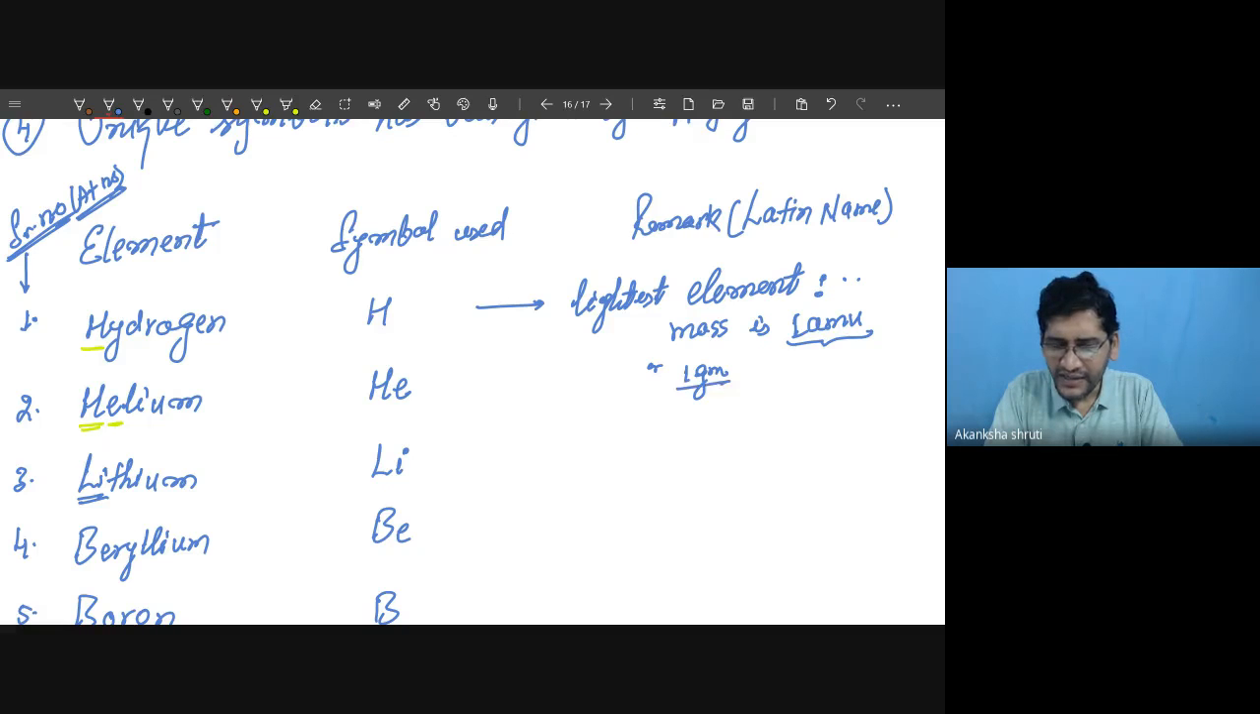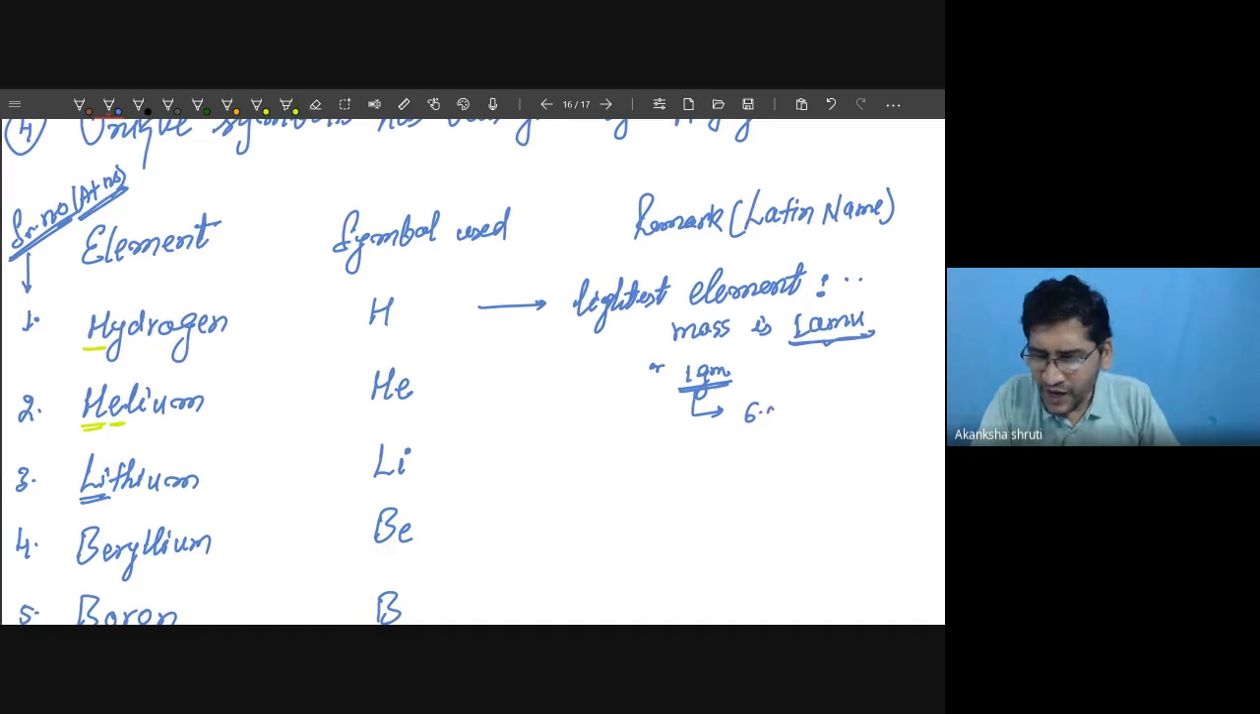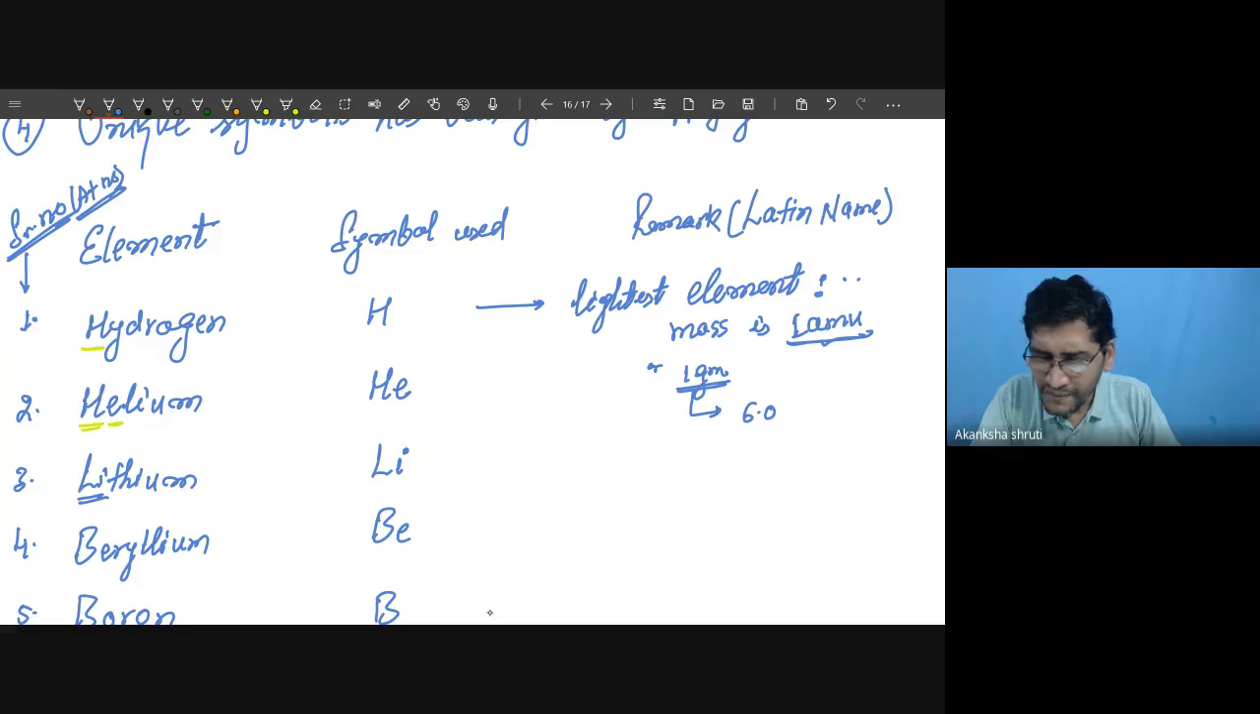Students, there is a large difference between this gram and this AMU. This gram will represent a large number of atoms. How many atoms? You will see that 1 gram of that element will represent 6.022 into 10 to the power 23 atoms.